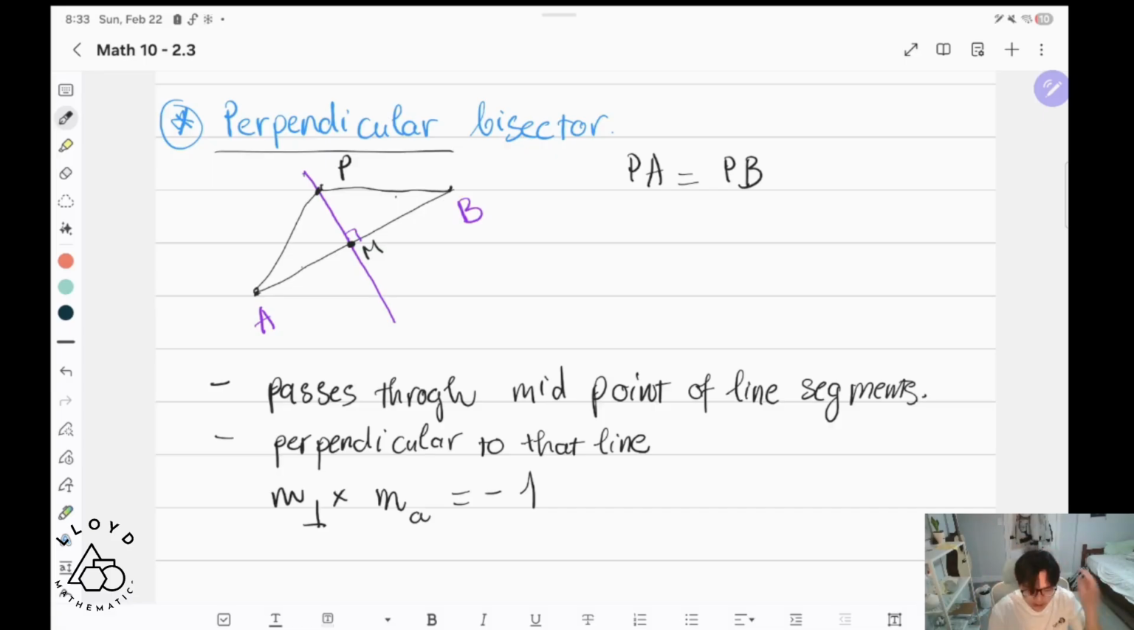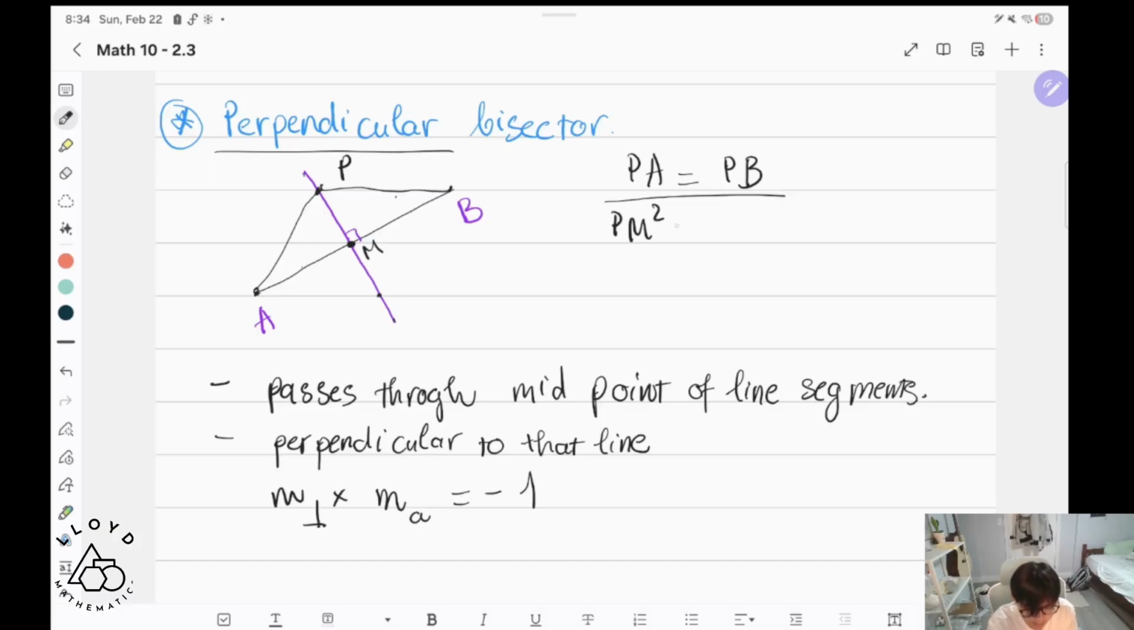So for example, for the line segment AB, I've got PM. M is the midpoint of AB, and PM is the perpendicular bisector of this. So wherever the point P is on the line, for example it can be there, it can be here, or it can be here, PA will always equal PB because we can use the Pythagorean theorem. We already got the right triangle here, which is BMP.